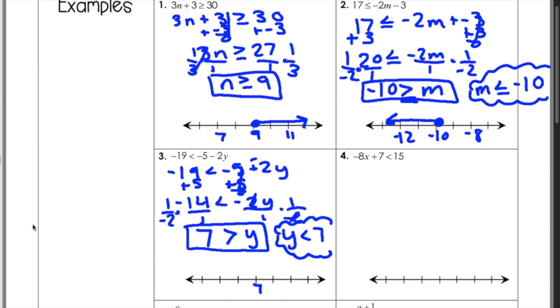So I'm going to put 7 here, we have 9, make that 5. If 7 is greater than y, then that means that y has to be less than 7.